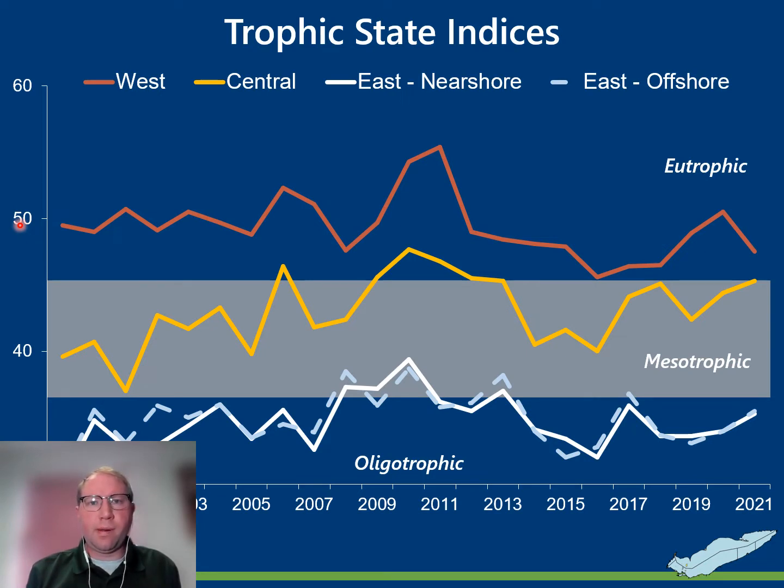The most important thing to remember is that higher on the graph indicates greater nutrient levels. So eutrophic up top, mesotrophic in this gray in the middle, and oligotrophic, which is the lowest nutrient level, on the bottom. You can see the West Basin, shown here in red, came down from a high level of nutrients, but was still classified as eutrophic in 2021. In yellow, the Central Basin was classified as mesotrophic, but just barely. And moving over to New York, both offshore and nearshore were classified as oligotrophic, but are on a 3-year increasing trend.